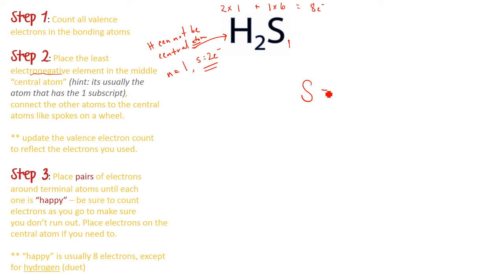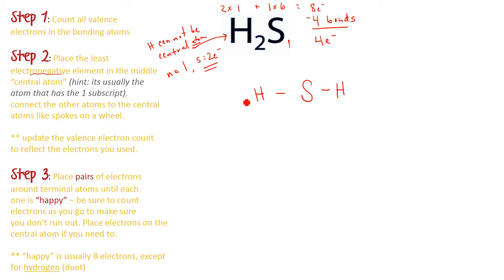We know we have 8 electrons. I can put a hydrogen here. I can put a hydrogen here. I just used up 4 electrons for those bonds, right? 2 electrons in each bond. So now I have 4 electrons left over to use.